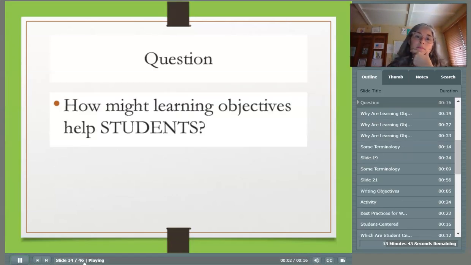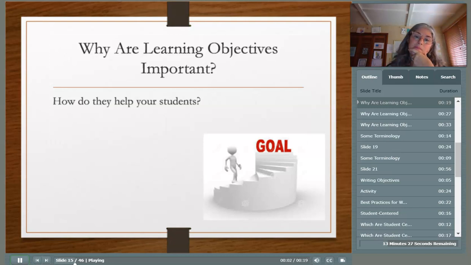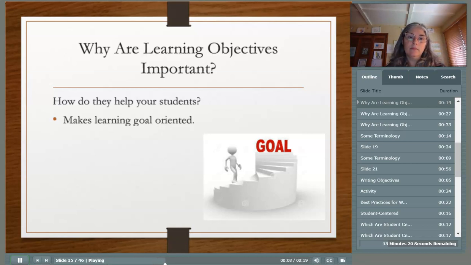So I thought I would pose a question. How might learning objectives help students? Think about it. How might it help a student for them to know what is expected of them or what they're supposed to learn? Let's see if we can answer that question. It makes their learning goal-oriented. They know what they're working towards. For instance, since I presented objectives at the beginning of this module, you now know what you're supposed to get out of it. It might help you focus your learning.